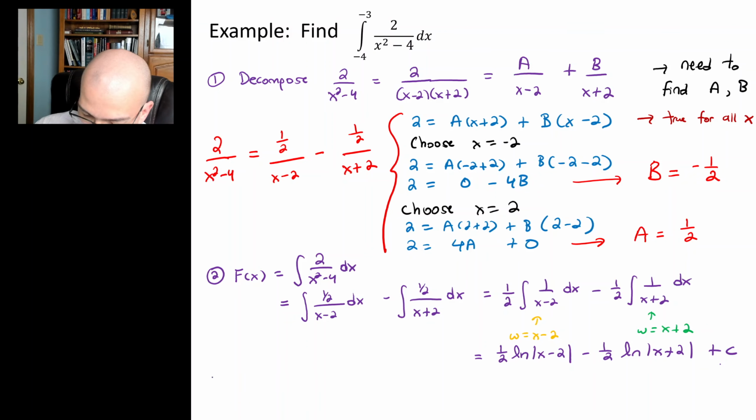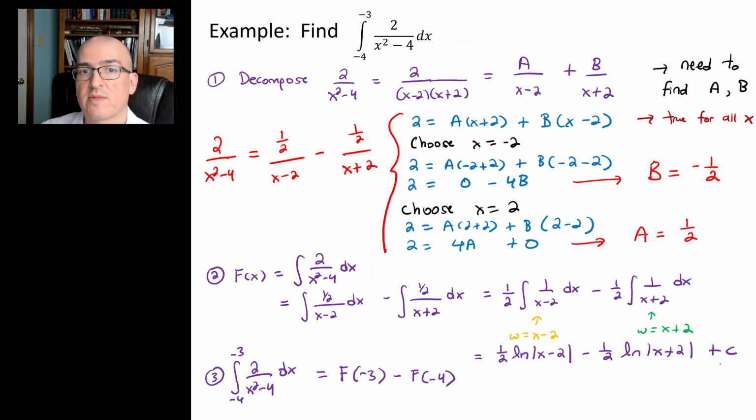But we need step 3. We have a definite integral. We have an integral with bounds. So the integral of 2 over x squared minus 4 dx from -4 to -3 is going to be capital F at -3 minus capital F at -4. Just evaluating our antiderivative at the top bound and bottom bound and subtracting.